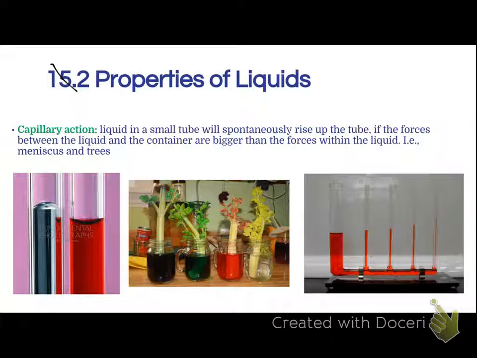All right, so this is actually 16.2. We changed the chapter numbers a little bit. 16.2 is about the various different physical properties that liquids have. All right, and we've observed these sometimes at home or in the lab.